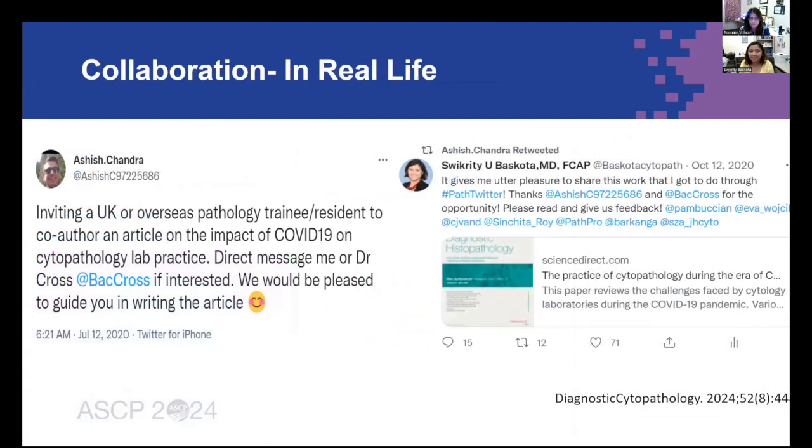Next slide, please. Going back to how I utilized the opportunities presented on social media and how they helped me build my career: the tweet to your left was done by Dr. Chandra when COVID hit. He invited trainees to work on an article with him. I approached him through a Twitter DM, which is a direct message. A few months later, we were able to publish an article related to COVID-19 in Cytopathology, which I again tweeted.